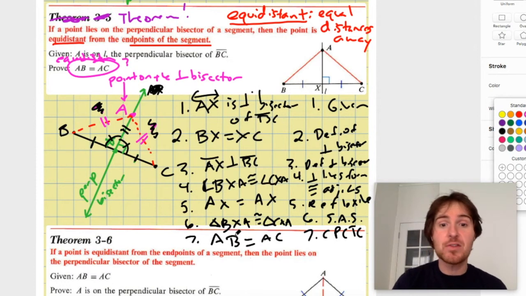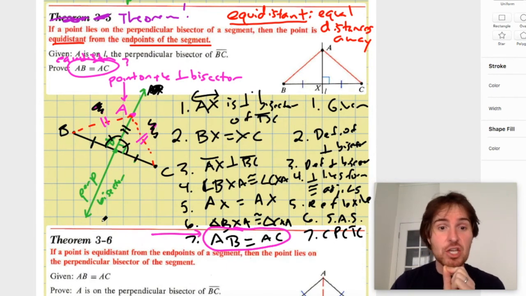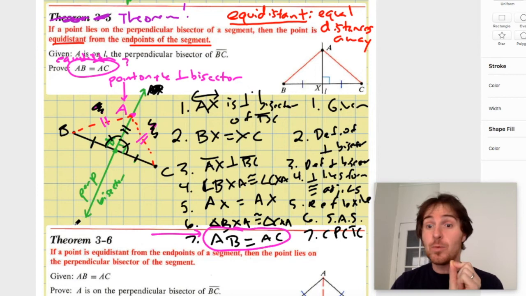And that's what it's all about. If I know that AB equals AC, right? Notice here, A is an endpoint in these distances. If AB equals AC, then this is the definition of equidistant, right? Then A is equidistant from B and C, right?